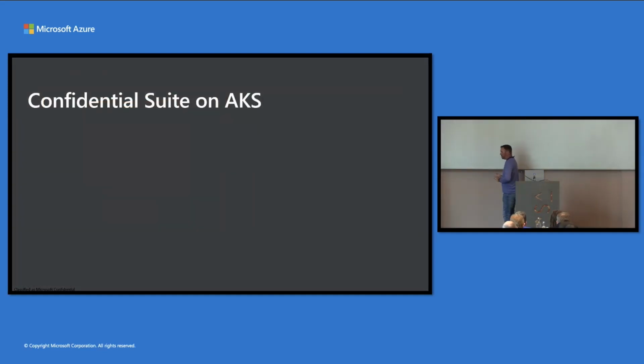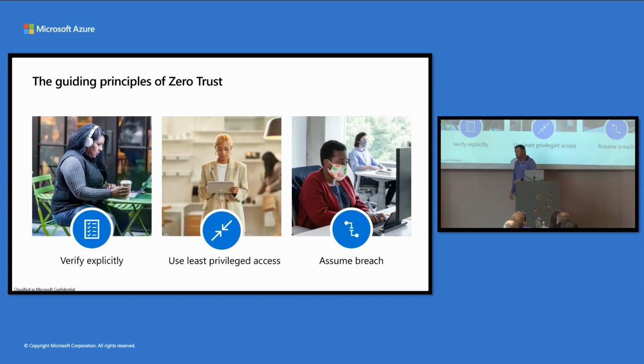With that, now I want to fork over and talk about the confidential suite on AKS. There's a lot of work we've been doing for the past couple of years that we're finally starting to bring home, introducing a full top-to-bottom confidential suite on AKS. So when we look at confidentiality, it's really a set of guiding principles of zero trust, right? So verify explicitly, use least privileged access, and assume breach at all times.